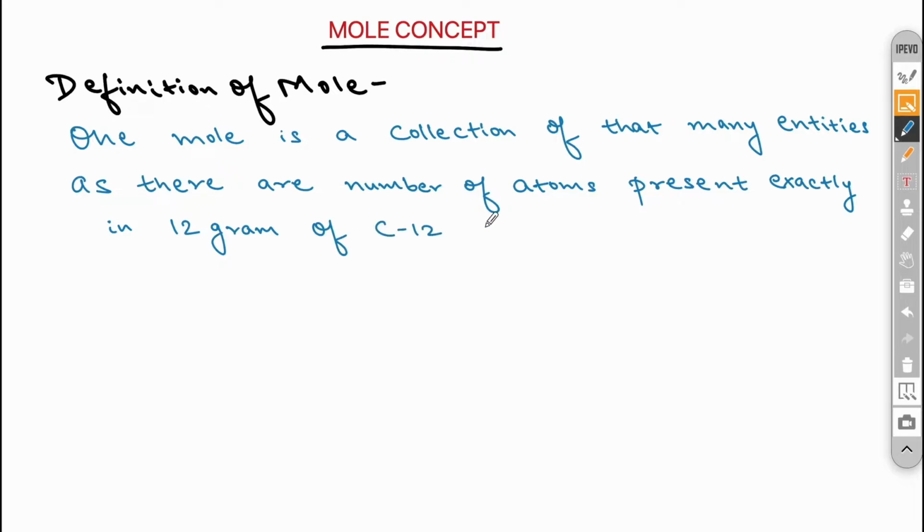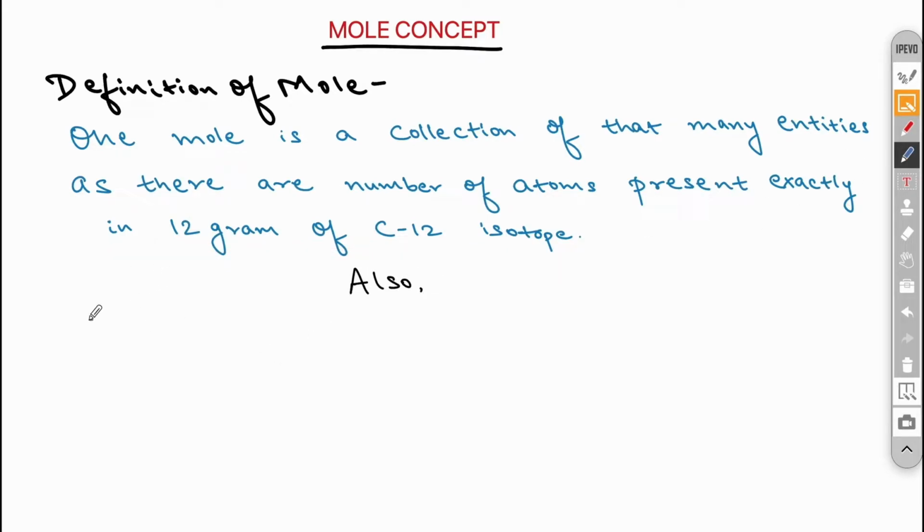Let's again review this definition. So the definition of a mole is: one mole is a collection of that many entities as there are number of atoms present exactly in 12 gram of C12 isotope. Just remember this simple definition.